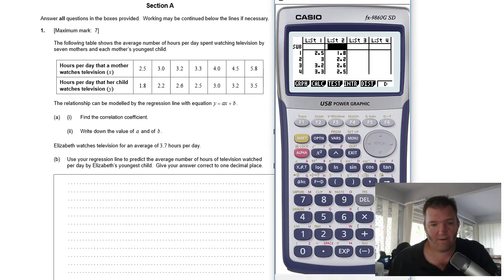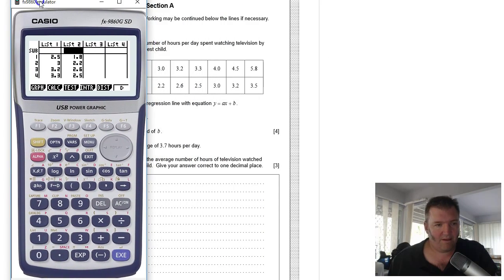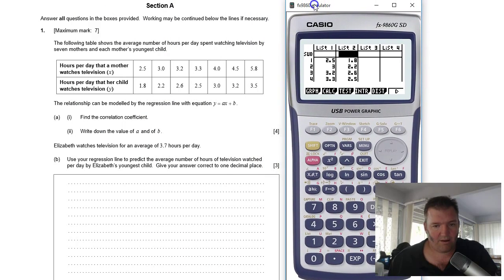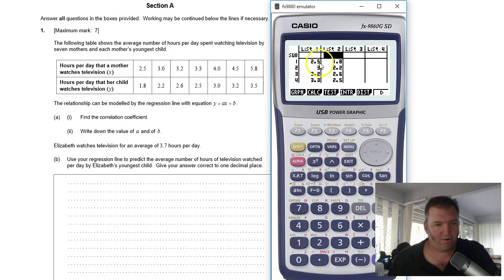So I have here a calculator with all of the data put in already. I actually planned something, which doesn't happen too often, does it? Let's remember that. Okay, so we've got our values in there. The relationship can be modelled using a regression line, so that's exactly what we're going to do. We want to do a regression line.